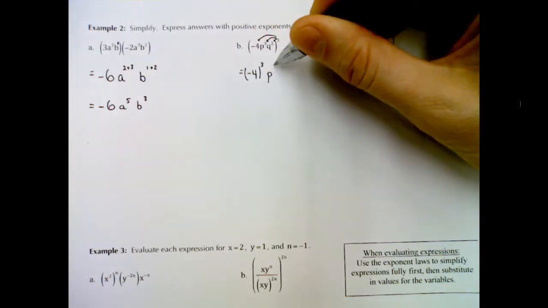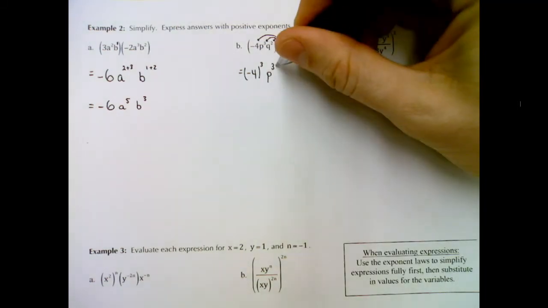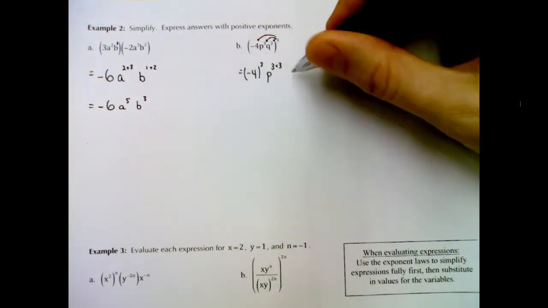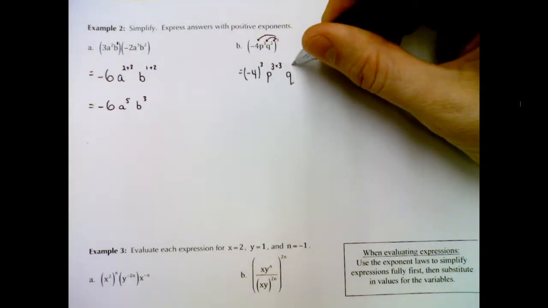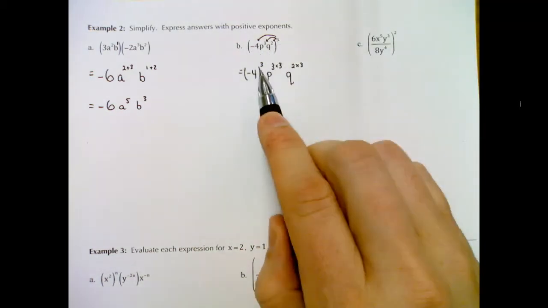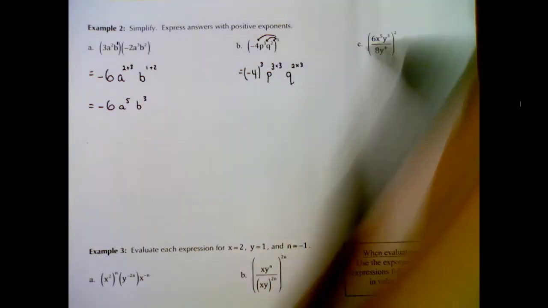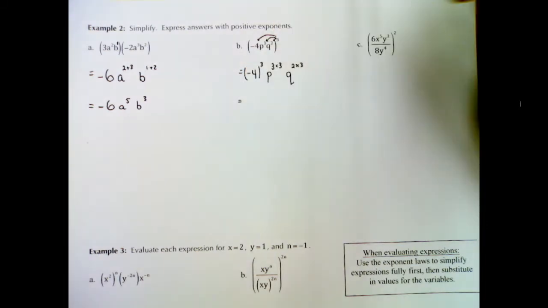P term, P3, gets the exponent. When you have an exponent on an exponent, it's multiply. And the Q term gets the exponent. So coefficient gets the exponent. P gets the exponent by multiplication. Q gets the exponent by multiplication. Let's simplify a little bit more.